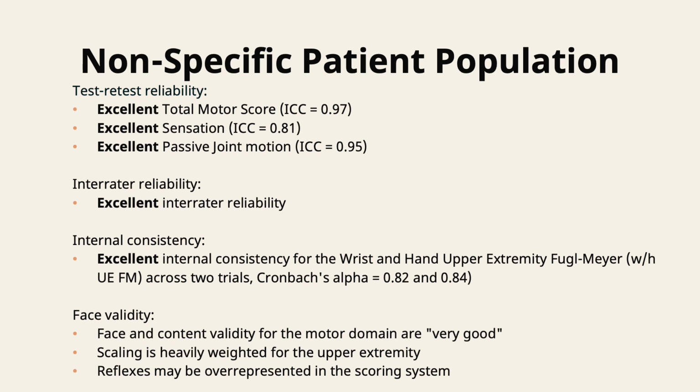There is excellent internal consistency for the wrist and hand upper extremity Fugl-Meyer across 2 trials, and face and content validity for the motor domain are very good. Scaling is heavily weighted for the upper extremity, and reflexes may be overrepresented in the scoring system.